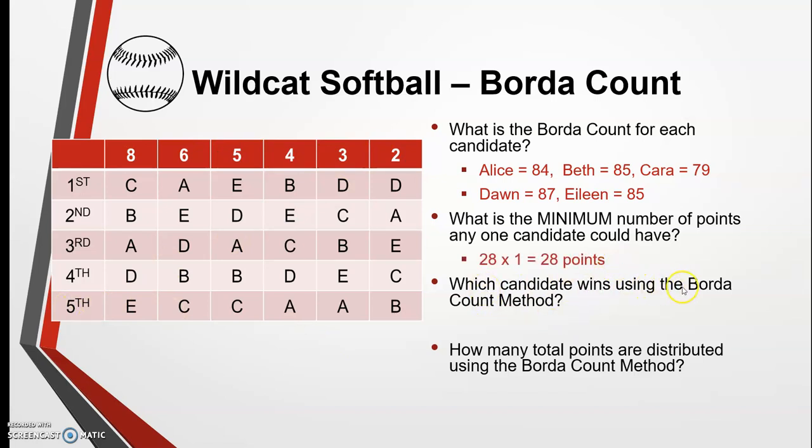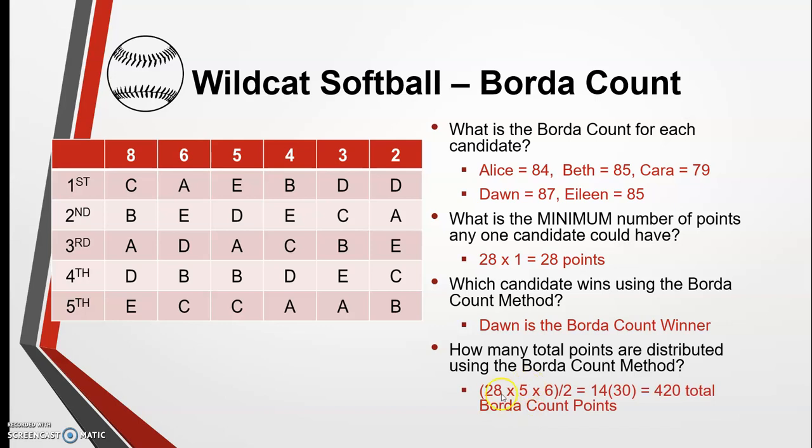Which candidate wins using the Borda count method? Well, that would be the one who has the highest number of points. So in this case, Dawn with 87 points. And how many total points are distributed? Well, remember, we're going to use our formula for that, V, which represents voters, times N plus 1 divided by 2. And in this case, we end up with 420 total Borda points.